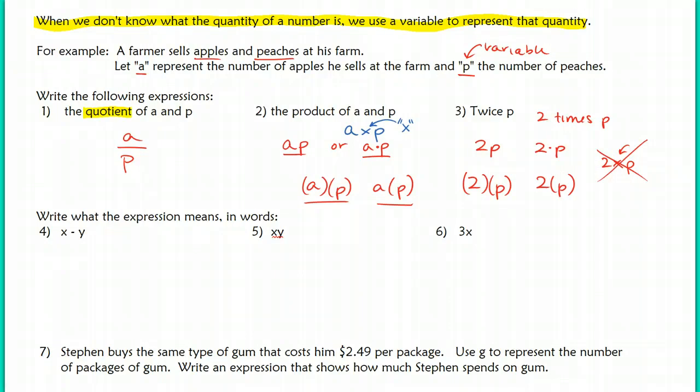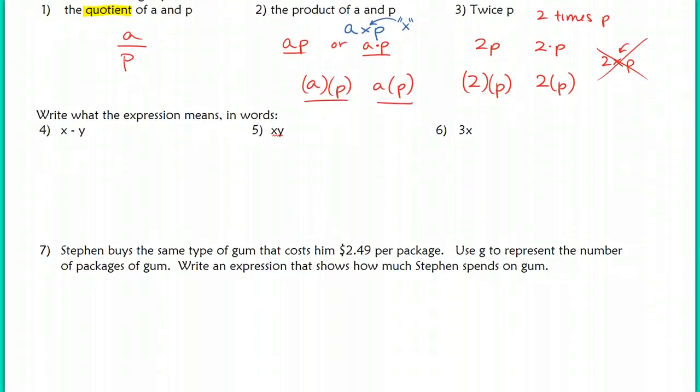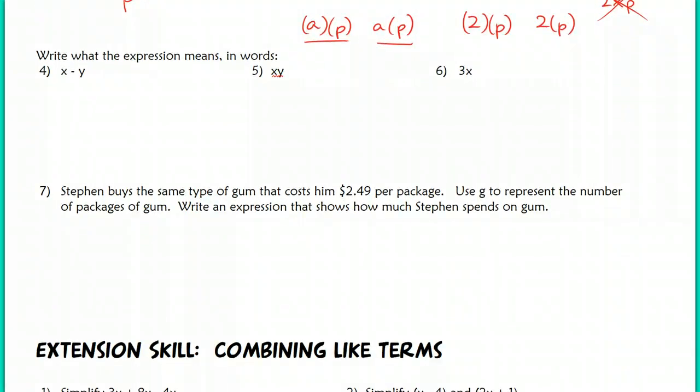Okay, the next portion here, sometimes you're going to be translating something that is in an expression already with variables, and then you're going to say what it means in words. So here I have X minus Y. I'm going to use the words from our word wall. This would be the difference between X and Y.